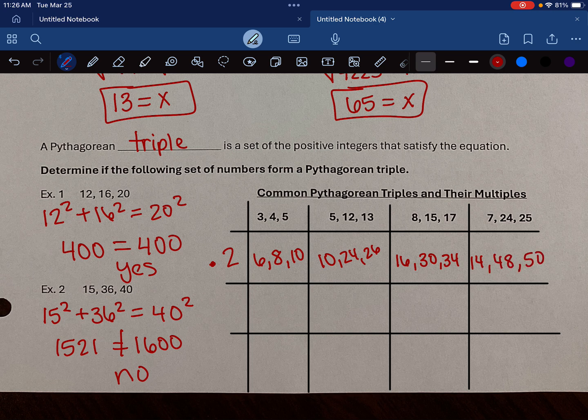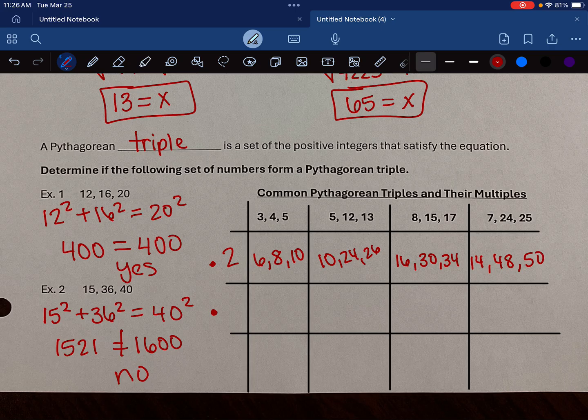Now, I don't expect you to memorize these. 3, 4, 5 is the most common one. When you see 3, 4, 5, you should know it's a Pythagorean triple. Everything else, you can just always check: a squared plus b squared equals c squared. Because the truth is you're not going to memorize these, and that's fine. I don't have most of these memorized, because I would just do a squared plus b squared equals c squared. But I'm giving them to you so you have them.